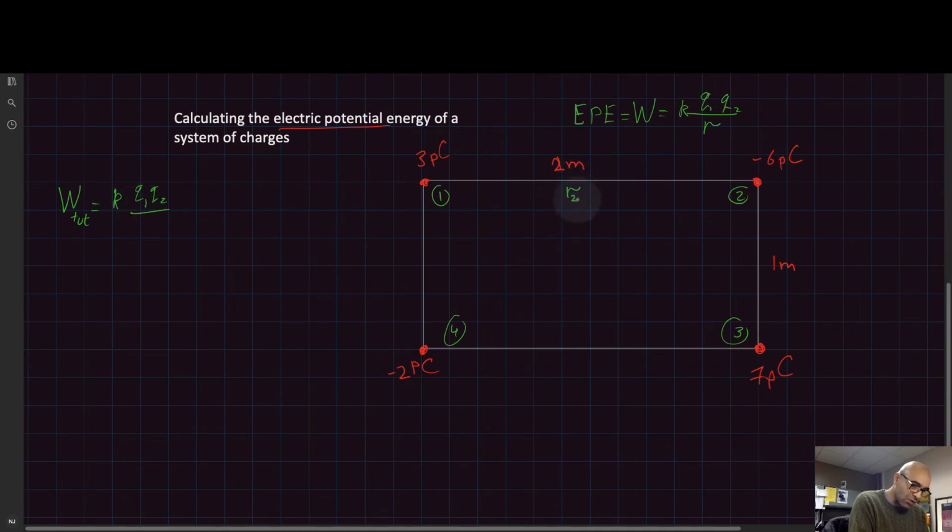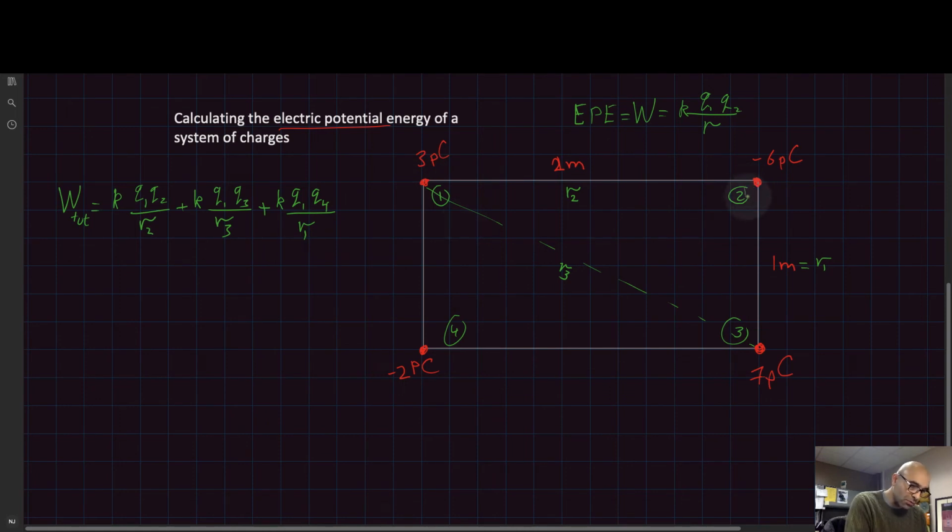I'm gonna call this distance R2. I'm going to call this distance R1 just to distinguish between the two distances. That's R2 plus, now charge number 1 and charge number 3, K Q1 Q3 divided by the distance between them. Okay, so that's another distance. I'm going to call it R3 plus charge number 1 and charge number 4, K Q1 Q4 divided by this distance here, which is R1. All right. Now we're done with charge number 1.